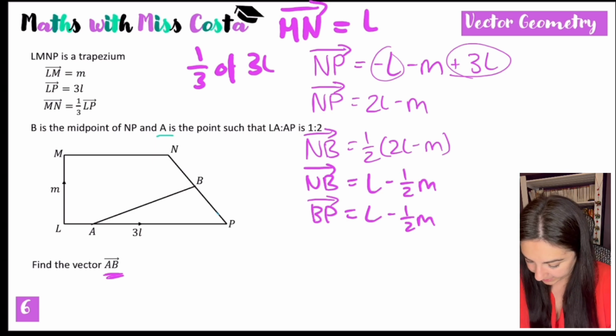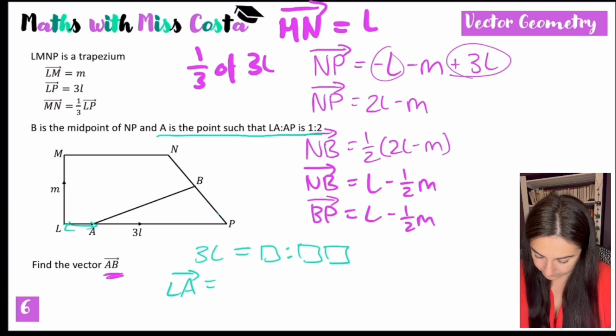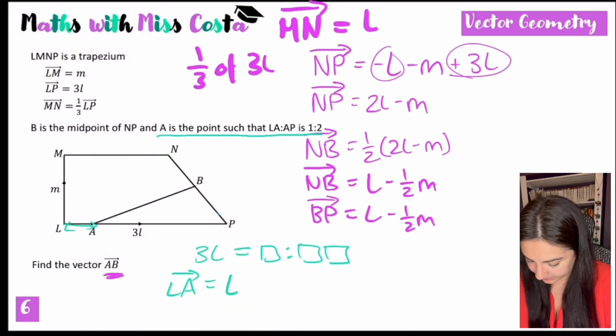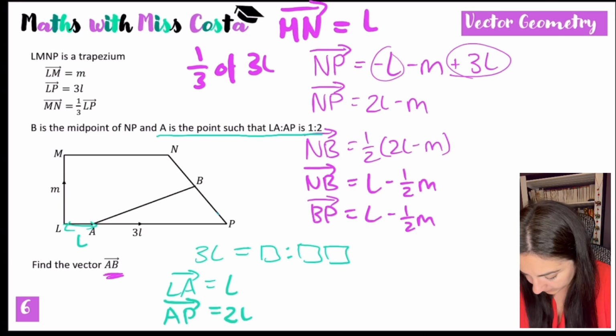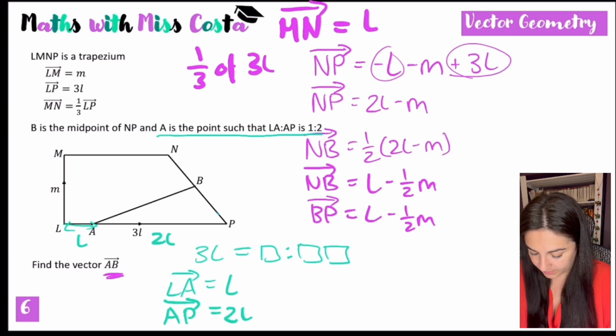Which would be easier? So I know that A is the point such that LA to AP is 1 to 2. So I know that 3L is split in the ratio 1 part to 2 parts. So therefore LA must be a third of 3L, which is just L. So LA is just L, and AP must be 2L. So there's a few ways I could do this. I could either go along the route of AP plus PB, or I could go down the route of AL plus LM plus MN plus NB. Which way to go? Let's just go along this way.